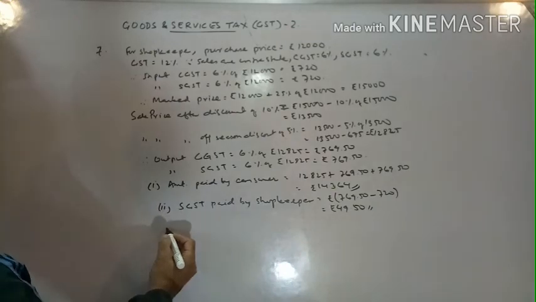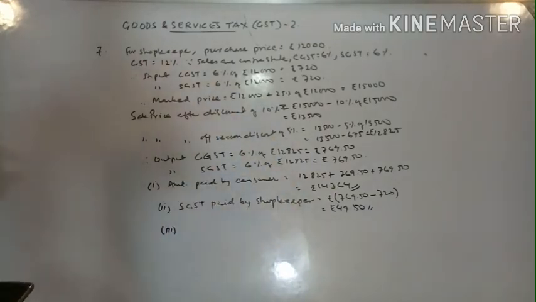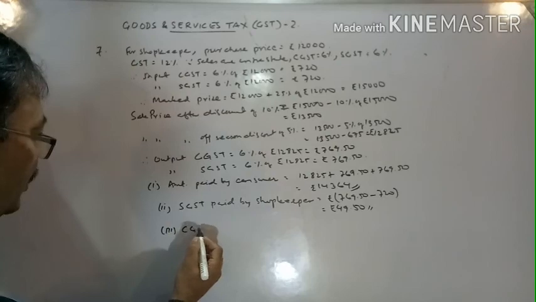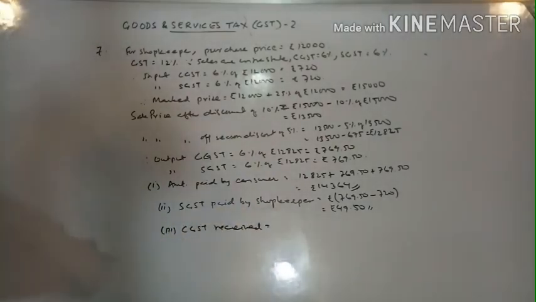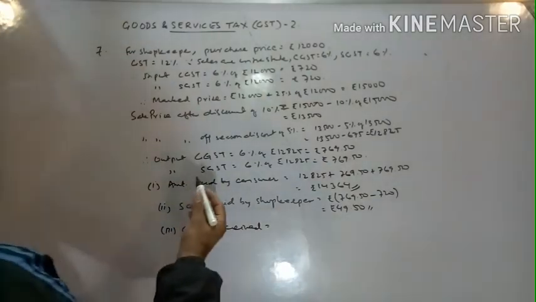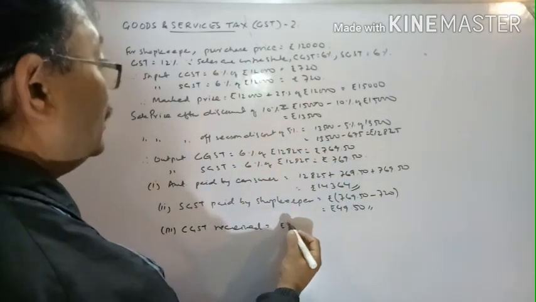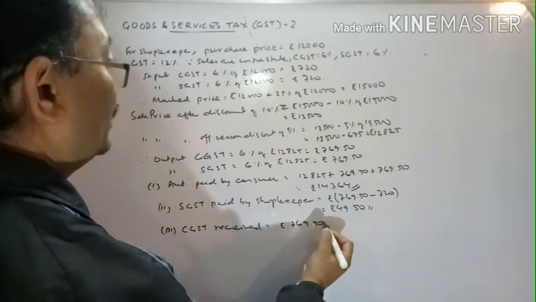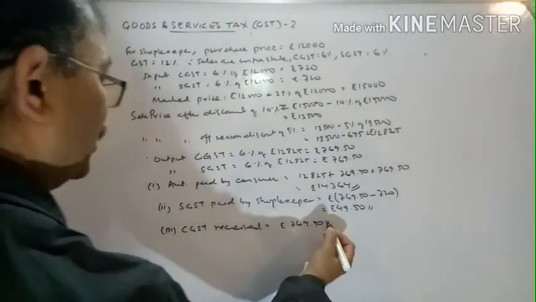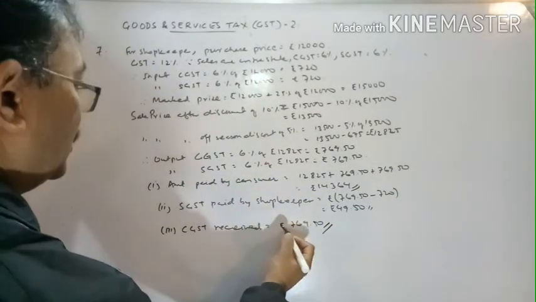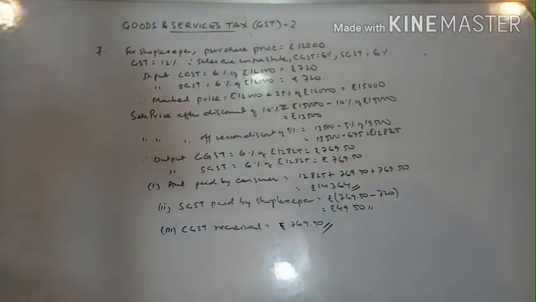Now number 3. Okay, number 2 is 49.50. Then the next question is the amount of tax received by the central government. So CGST received. CGST received is how much? CGST received is rupees 769.50, because this final output is what the government will receive. Okay, so this is the answer. So you will try some more questions and we'll continue the remaining questions in the next class.